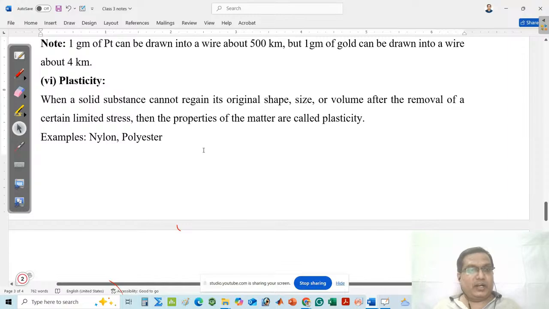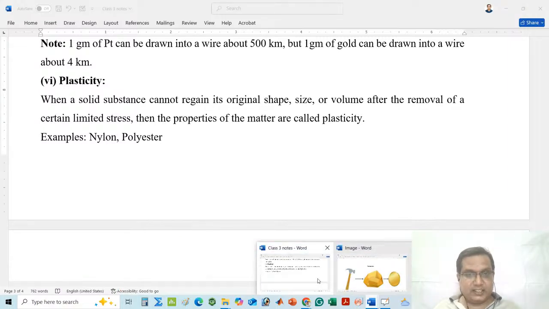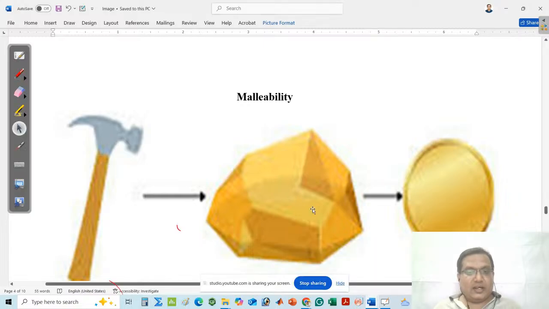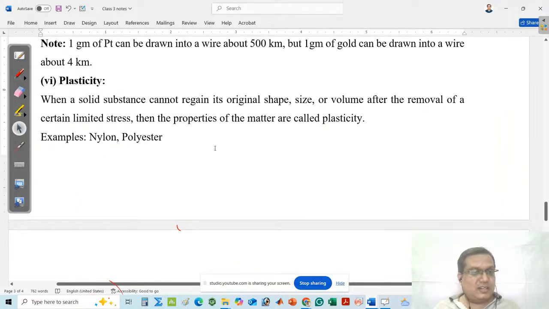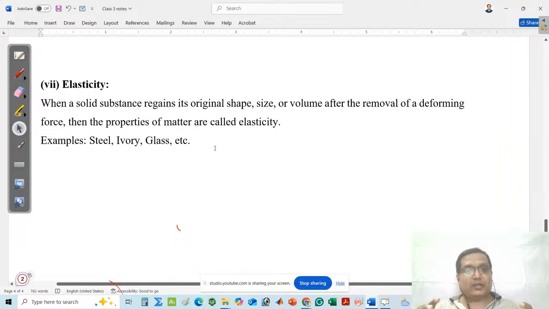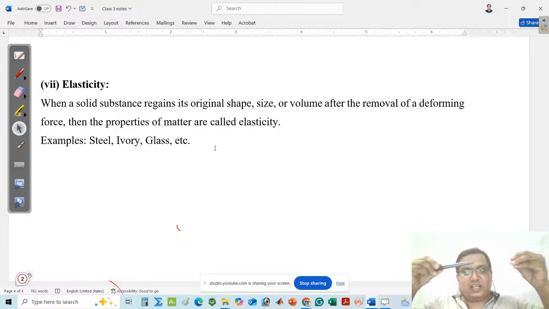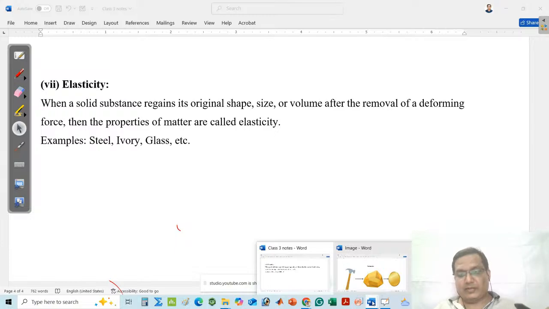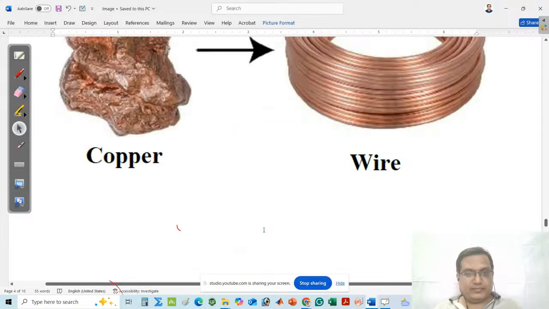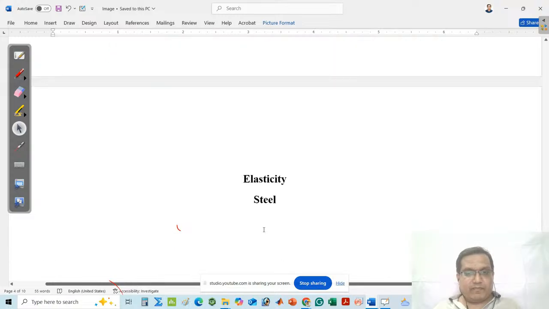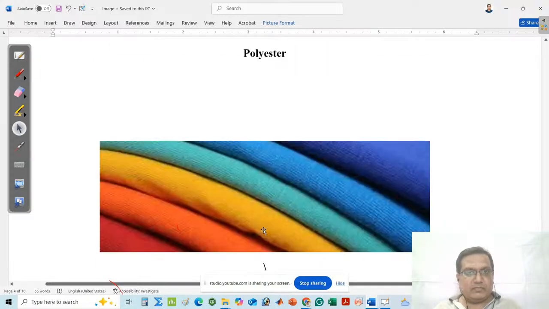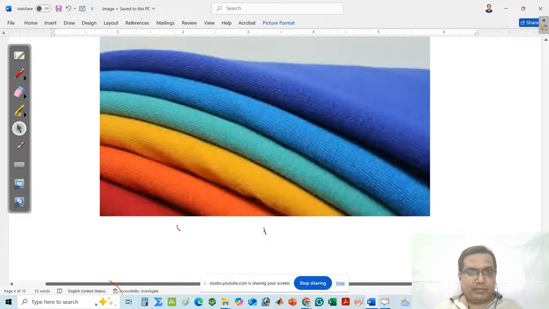Next, a very important point: one is plasticity, another is elasticity. Elasticity is clearly related to elastic rubber. That means when you pull the rubber, when you apply some external stress to the rubber, suppose this is your rubber, if you stretch the rubber, this is an example. I have taken the nylon and polystyrene.